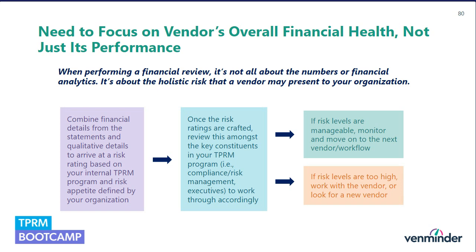If the risk levels that you've identified after your financial health reviews are too high, you should work with the vendor with some of those subsequent diligence requests, or look for a new vendor based on some sort of procurement process that you'll run again, or some sort of replacement to that vendor, so you can find someone who can provide you a better product or service without the issues that they have from a financial health point of view.